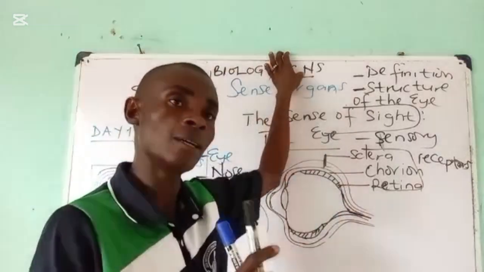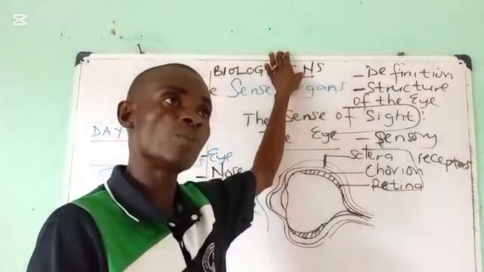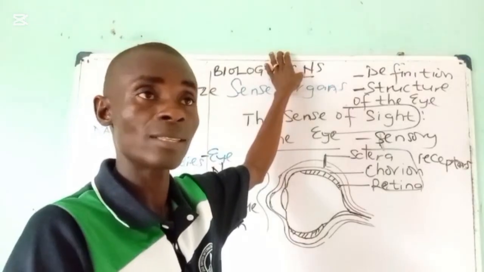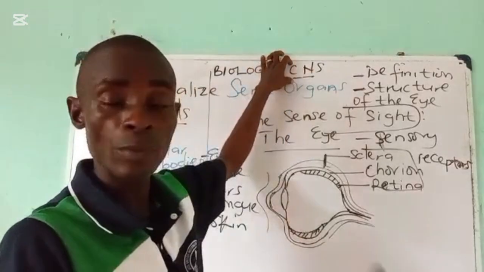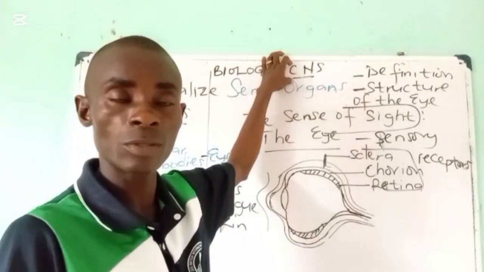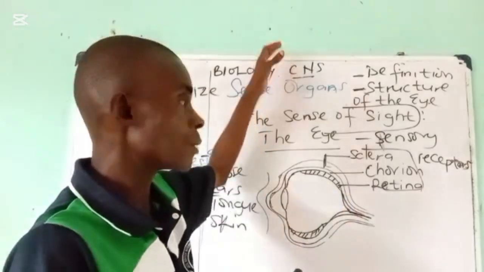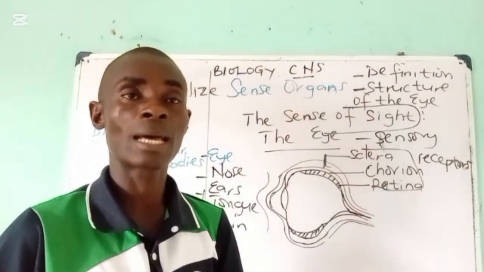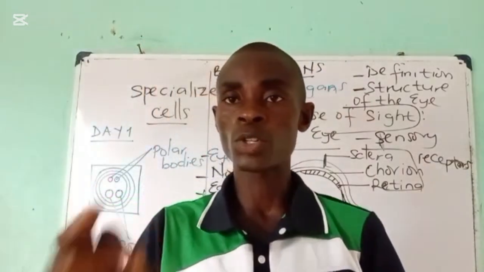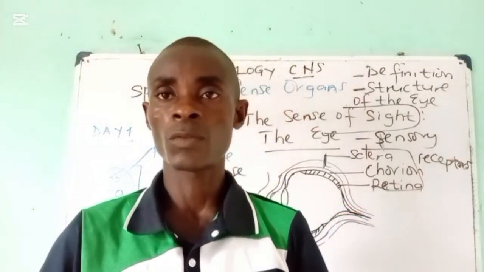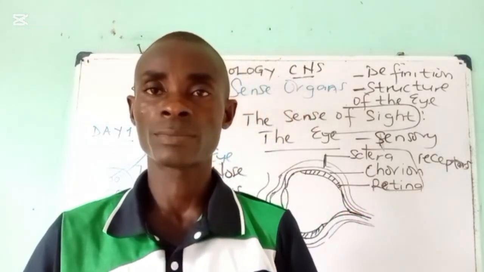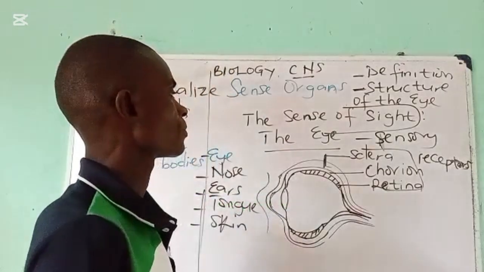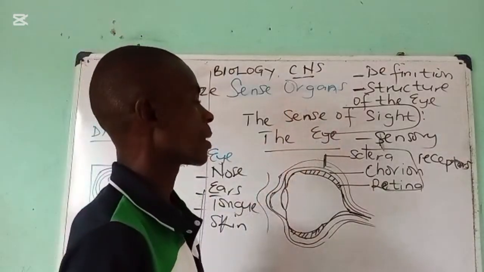That is, the stimuli is carried in the form of what? Of electrical impulses or message to the central nervous system, to the brain and the spinal cord. And of course, when it gets to the brain and the spinal cord, they process and integrate the message, and then send the appropriate instruction to the effectors, which are muscles and glands. Okay, so that's the definition of the sense organ.